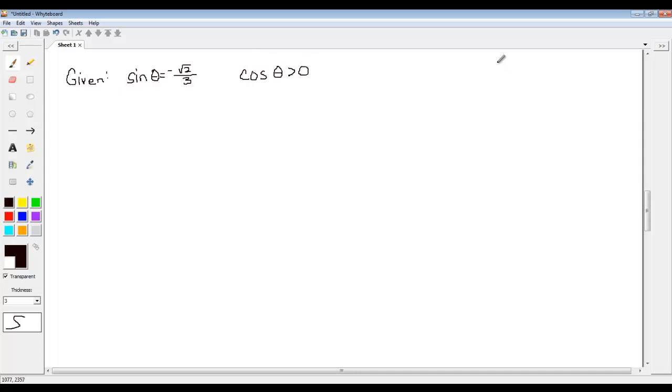If you think about your grid for a second, in quadrant 1, sine, cosine, and tangent are all positive, so it can't be there because sine's negative. Quadrant 2, sine is positive, cosine and tangent negative. Quadrant 3, tangent's positive, the other two are negative, but here cosine has to be positive and sine has to be negative. Quadrant 4, cosine's positive, the others are negative. So this must be in quadrant 4. Let's say we want to find cosine theta and tangent theta. And of course, once you find all of those, you can easily find the reciprocals.